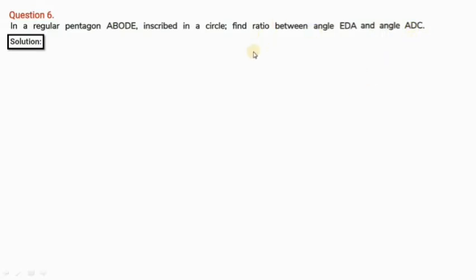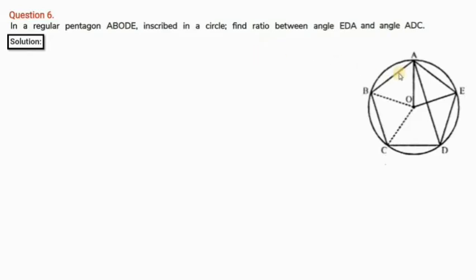Now what's the meaning of this? Let's try to understand this using this diagram. There's a regular pentagon which is inscribed in a circle, and the name of the pentagon is ABCDE. Okay, and O is the center. Now we need to find EDA. Let us see where is EDA. So EDA is here, so we need to find this angle, and another is ADC. So ADC means we need to calculate this angle. So let's see how to calculate.